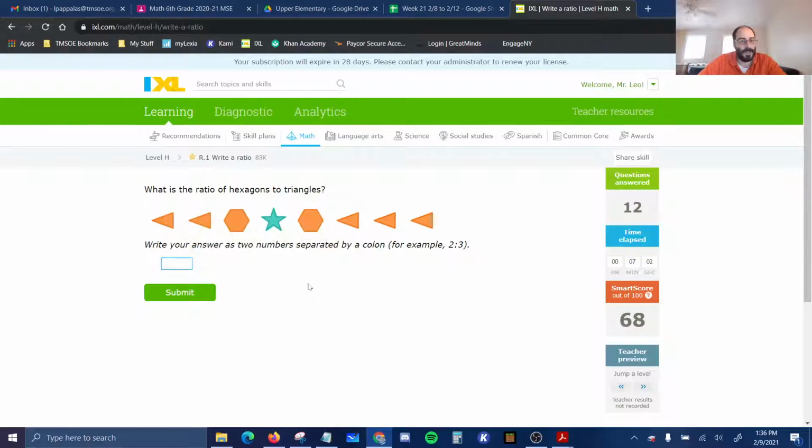Okay? So now I have triangles, hexagons, and stars. Let's see what the problem's asking and what order it's asking in. What is the ratio of hexagons? I see 2 hexagons, so the number 2 comes first. Put my colon to triangles. I see 1, 2, 3, 4, 5 triangles. Notice it didn't ask about stars. Okay?